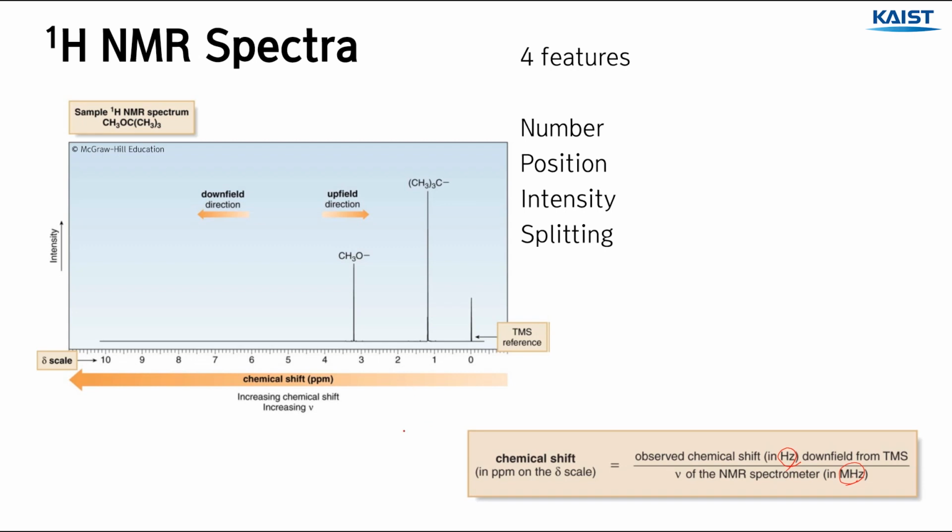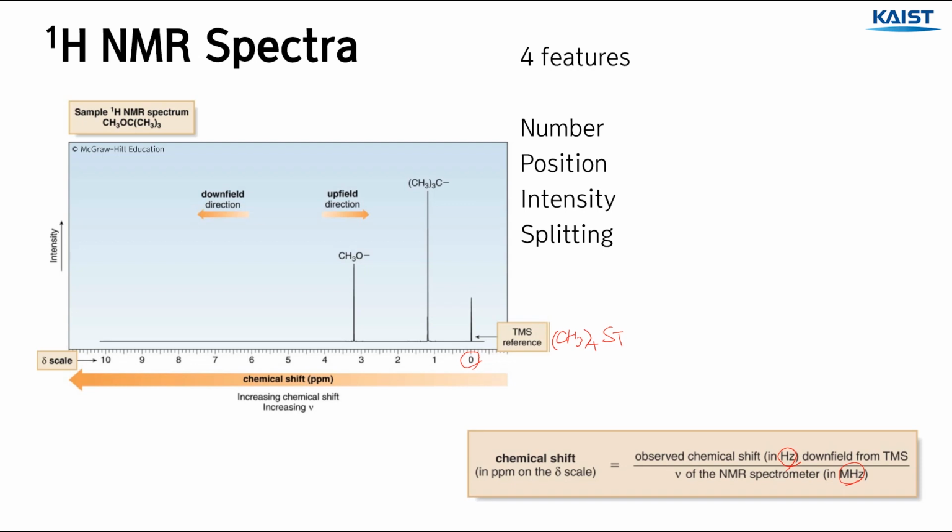NMR absorptions are measured relative to the position of a reference peak of tetramethylsilane at 0 ppm. Tetramethylsilane, which is Si(CH3)4, is a reference molecule which is inert and has a single peak, relatively upfield from typical NMR absorptions of other organic molecules. Upfield means it has a relatively low chemical shift, at a higher magnetic field.